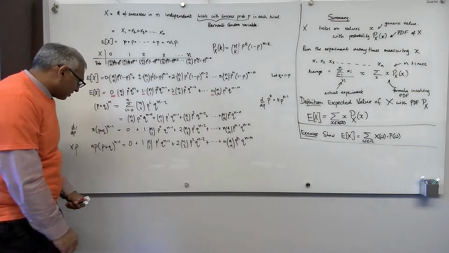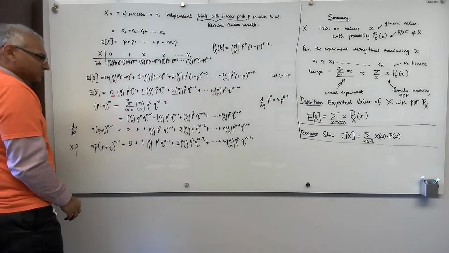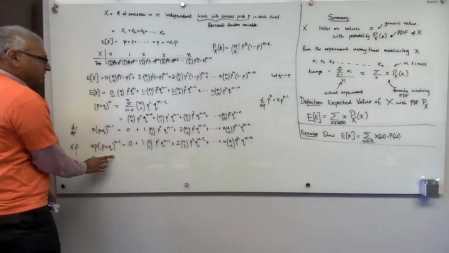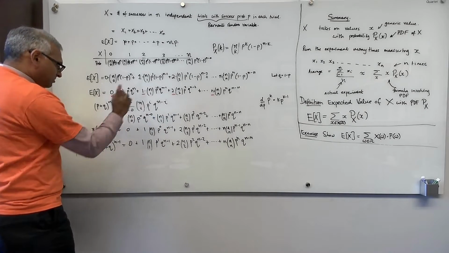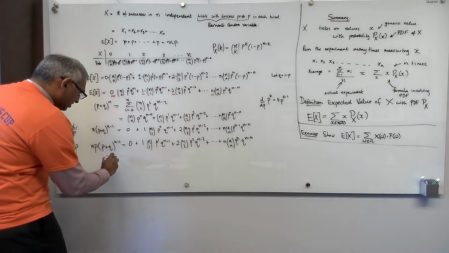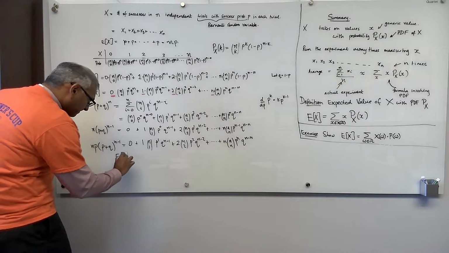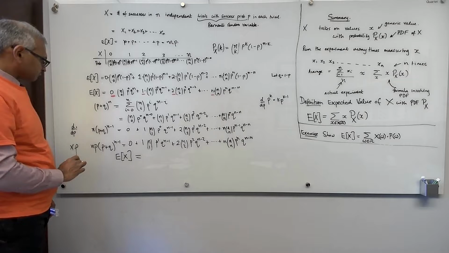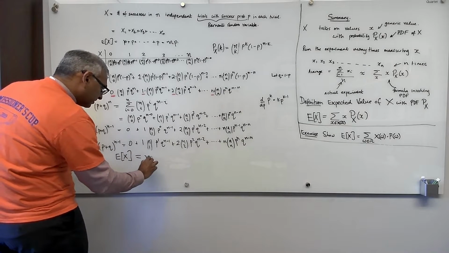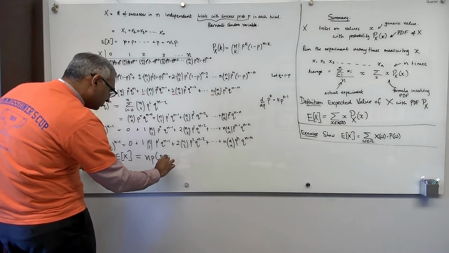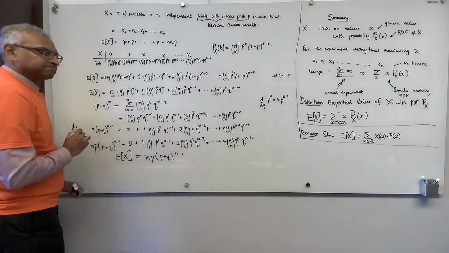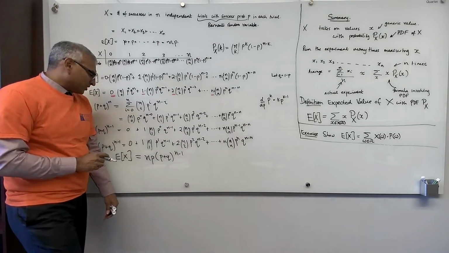I'm really tired now, but we're done. Because that means that this sum is equal to this, and this sum is equal to that. So that sum must equal this. Conclusion: the expected value of X is equal to n p times p plus q to the n minus 1. That's a trick. Wow, that came out of nowhere.